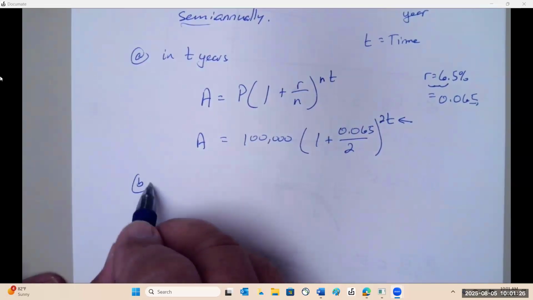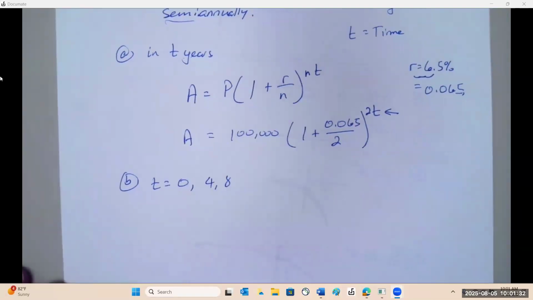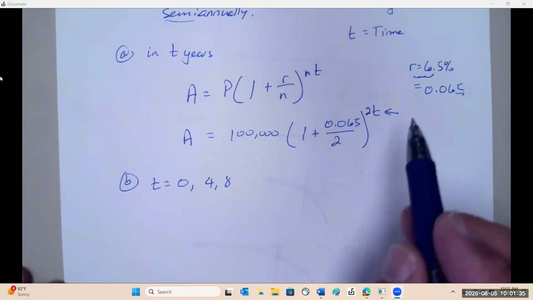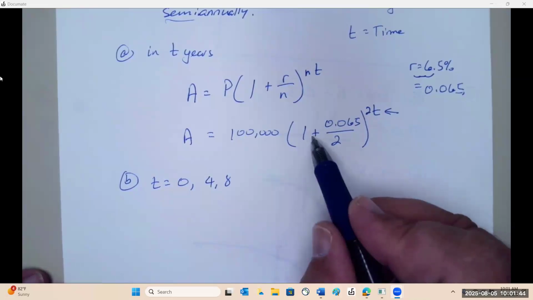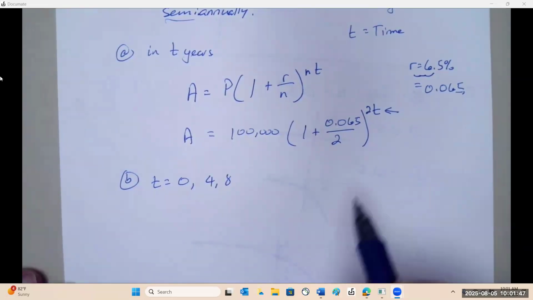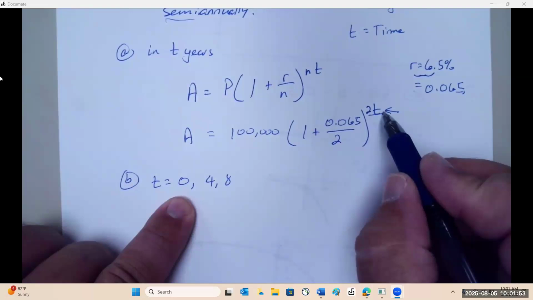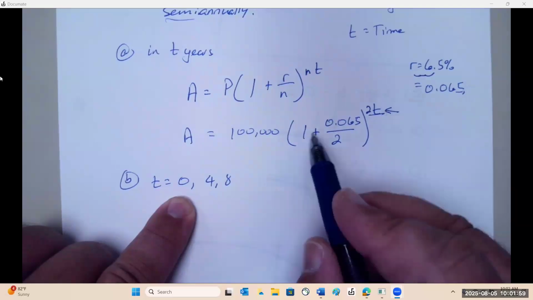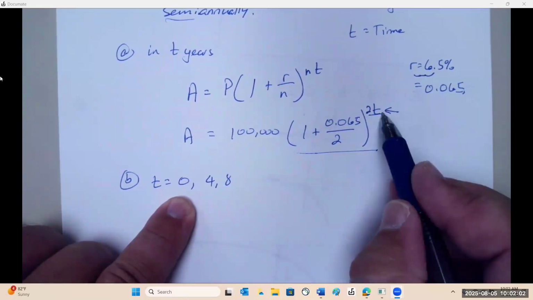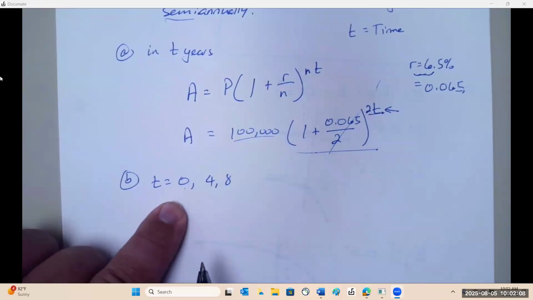Right. So then it asks, what if T is equal to 0, if T equals 4 and T equals 8? That's the only thing you change there. Because to be honest with you, if you do this at work, you'd figure out what this number is, take 0.065 divided by 2, add 1 to it. That's constant. It's going to stay there forever. Only thing that changes is up here. If T is 0, what does this number become? 2 times 0 is 0. This whole expression, raised to the 0 power, becomes 1. So at 0, you owe us $100,000.